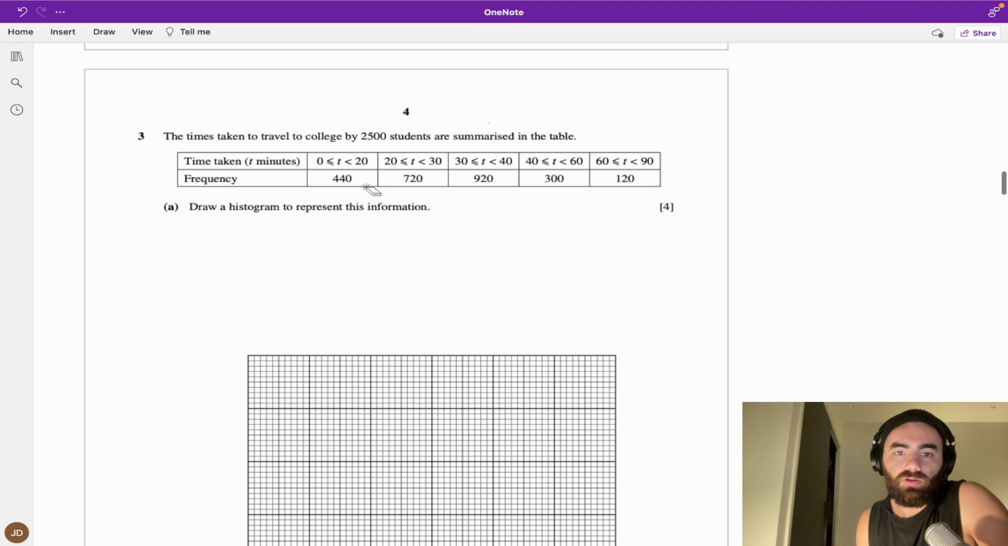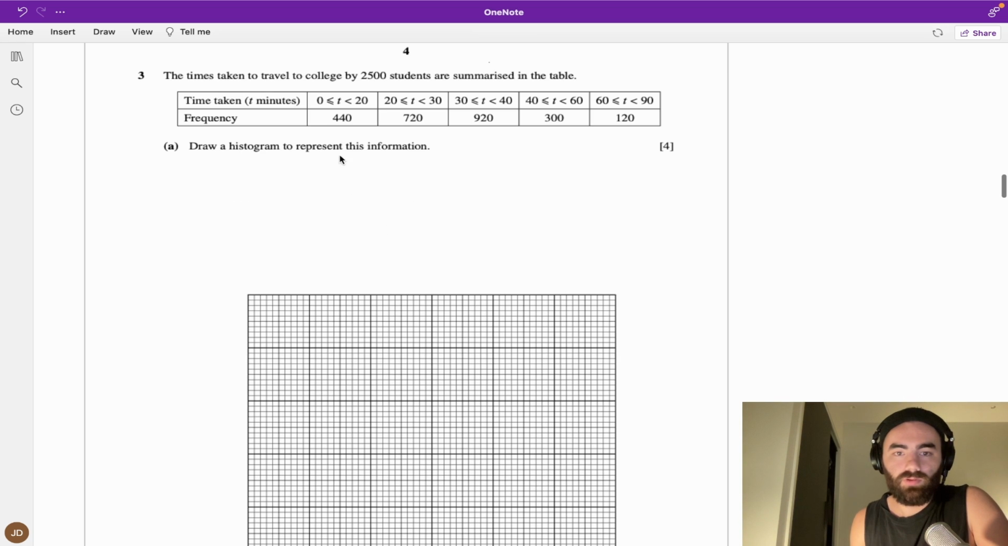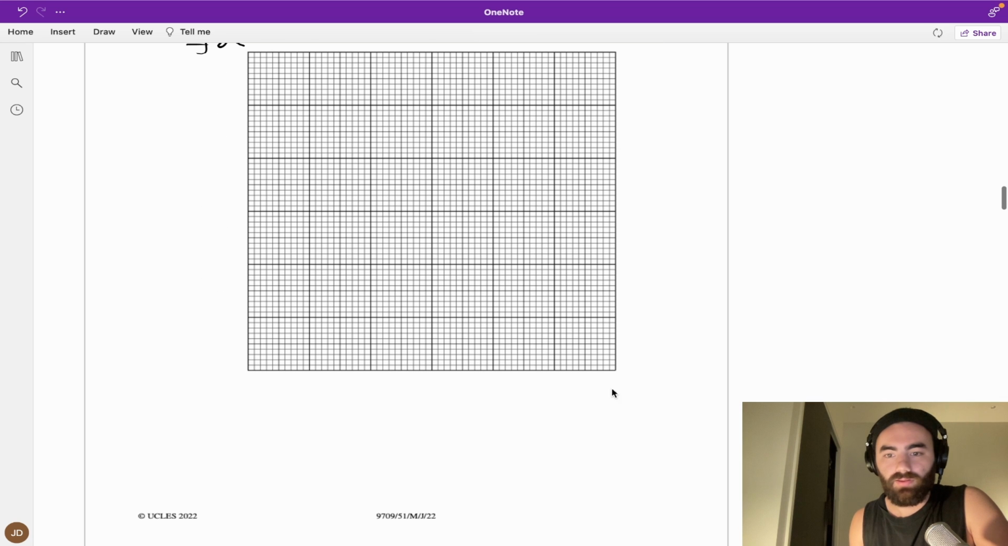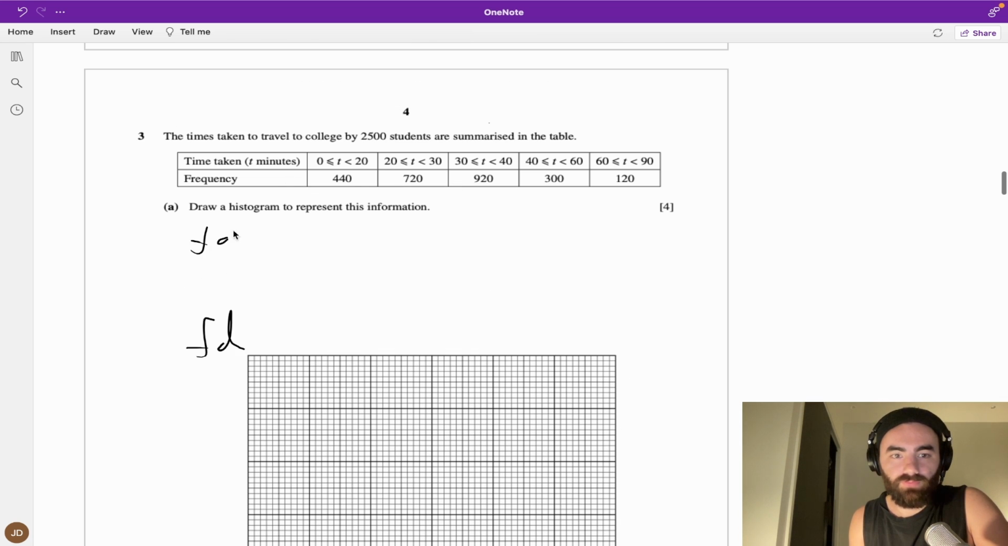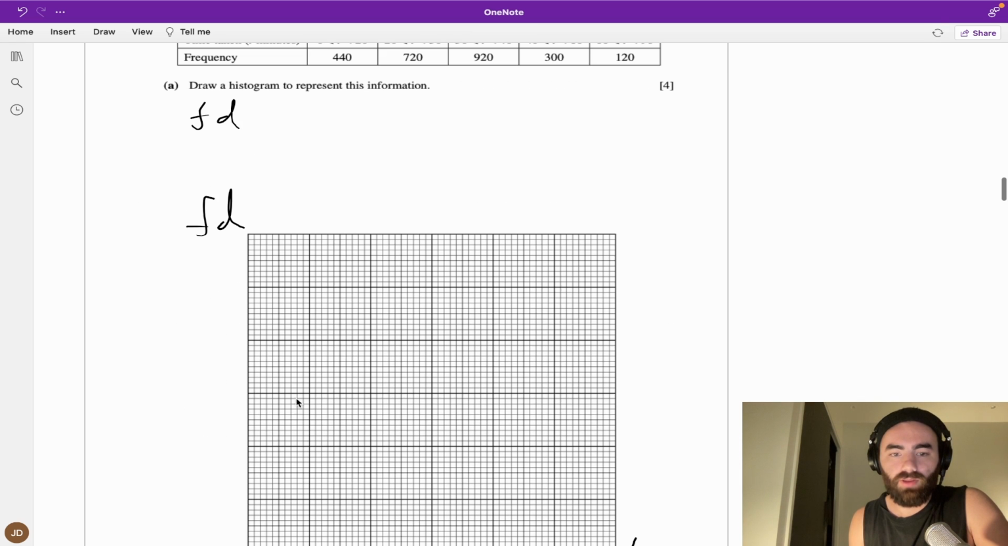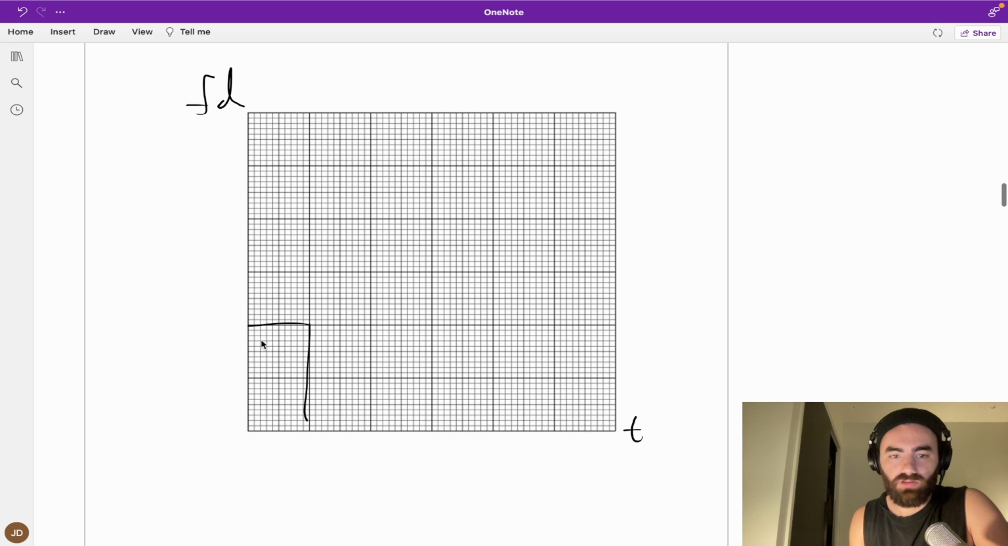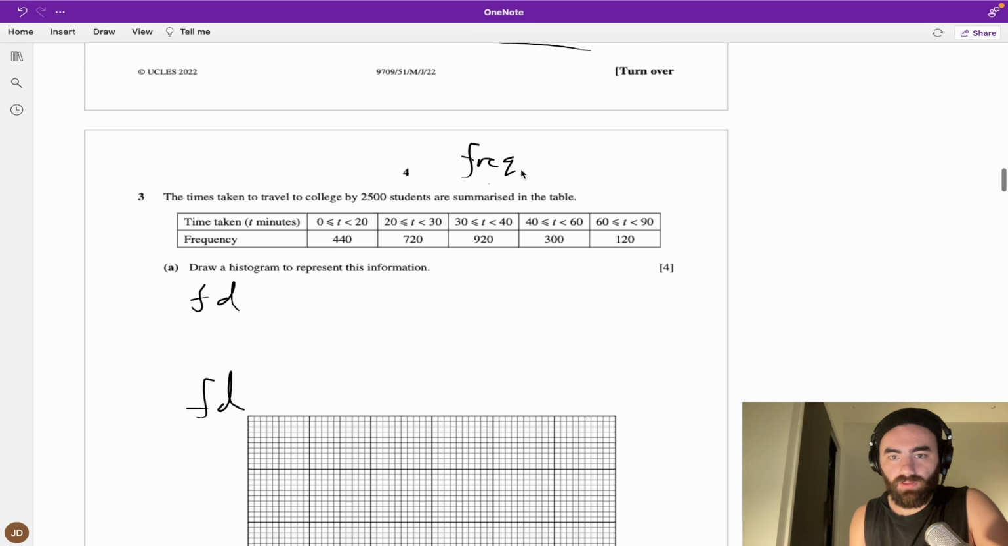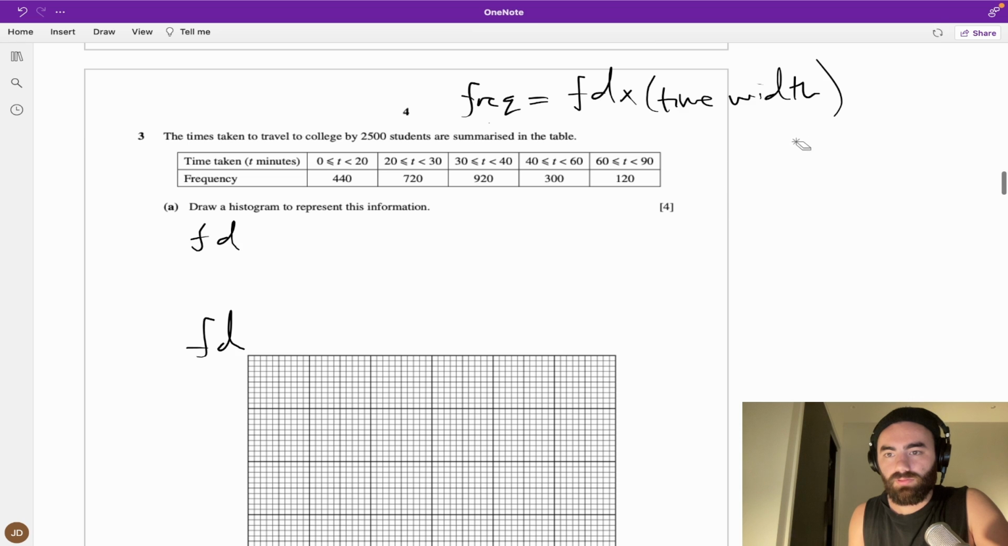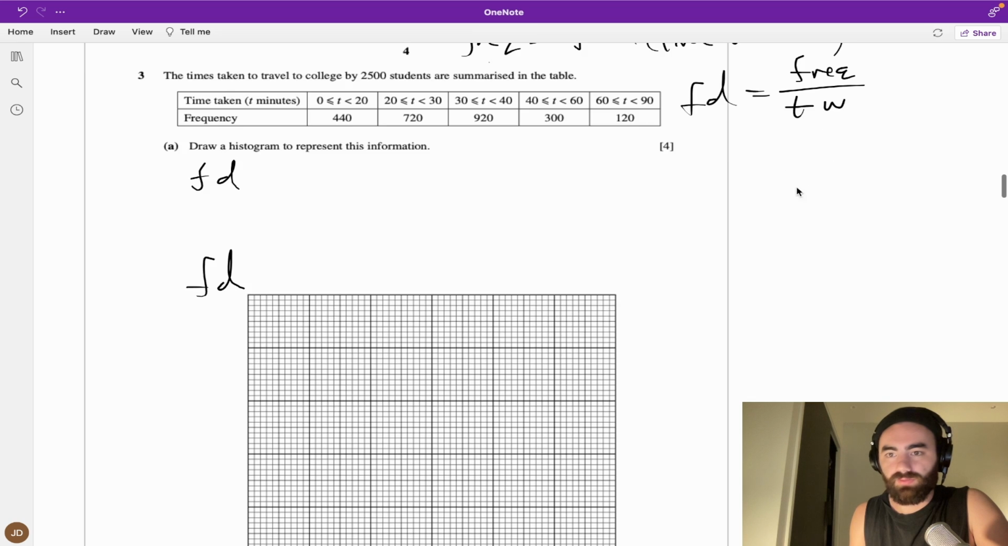The times taken to travel to college by 2,500 students are summarized in the table. Draw a histogram. Well, a histogram will be frequency density against time. So we need to find the frequency density for all of this. The way I remember this, frequency density relates to the area of these histogram blocks. This area here is the frequency, so the frequency equals the frequency density times the class width, or you can say time width. So the frequency density is just the frequency over the time width.